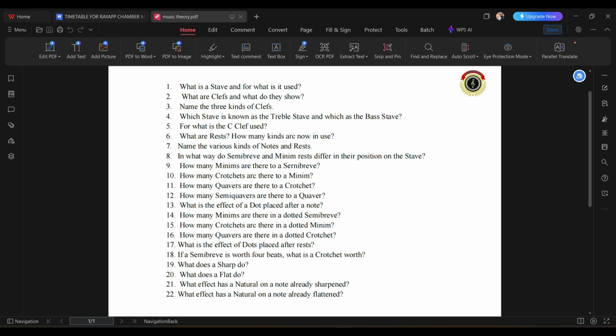Okay, I think I've named some of them already. Number 4, which stave is known as the treble staff and what is... Okay, let me see the question well. Which stave is known as the treble stave and which as the bass stave or bass staff? Okay, so basically let's see.